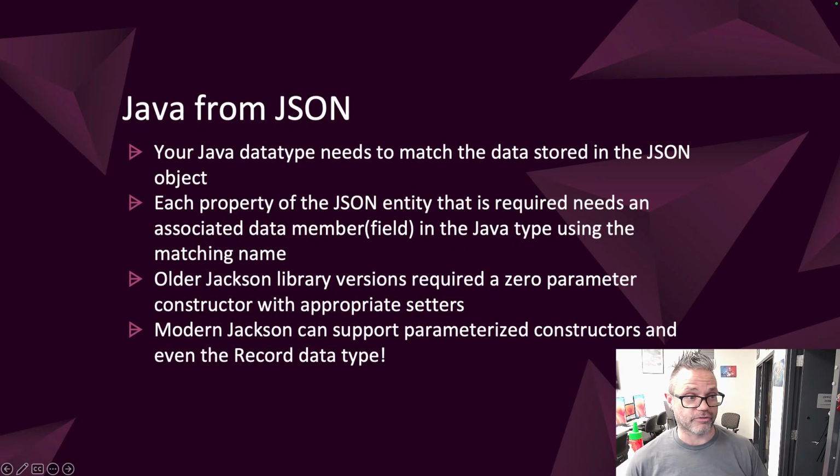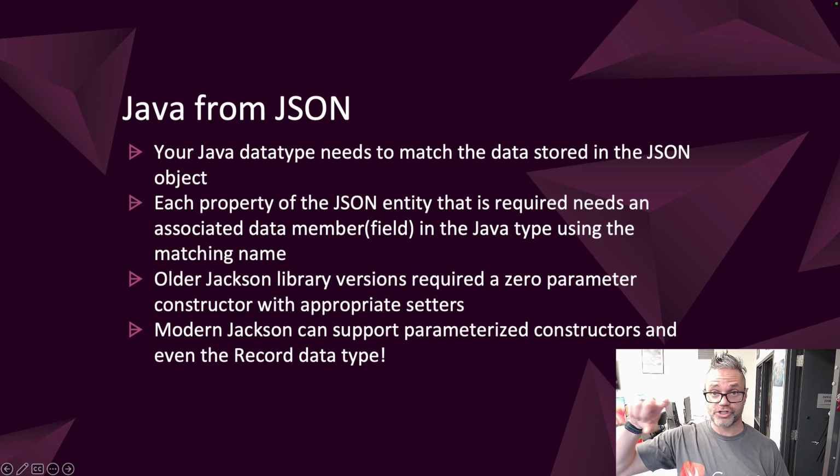So when we're getting Java from JSON, we first have to have a Java data type. It needs to match the data that's stored in our JSON object itself, or the JSON entity. And each property of that JSON entity, aka the keys, the first half of the JSON key value pair, needs an associated data member or field for the Java type that we're working with. And they want to have the same name as well. Some of the older Jackson library versions require a zero-parameter constructor as well as setters, but the modern Jackson library supports a parameterized constructor, and you can also use a record data type, which I'm using for this example right here, so we can see how that works.